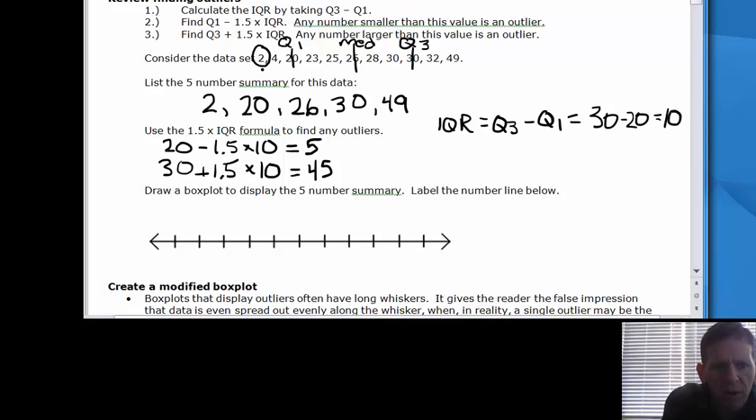In our list of data, we have a couple of numbers that are smaller than 5, 2 and 4. And we have one number that's bigger than 45, which is 49. So our outliers in this problem are 2, 4, and 49.